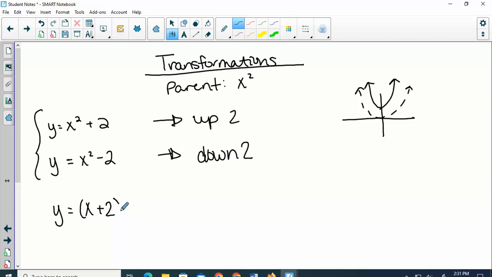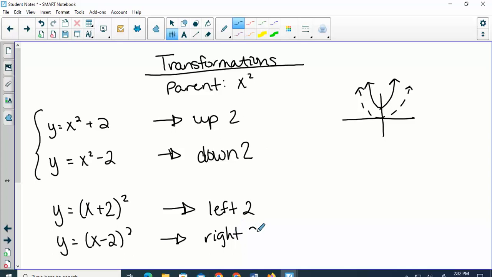Then we might see it on the inside. Inside changes x. So I told you if you add to x, it goes to the left. So this would move it left 2. So if I subtract on my x, it would move it right 2. All right. So that's how we move left, right, up, or down. Do you guys see the difference between when it moves up and down and when it moves left and right? If it's inside parentheses, that's the left and right. If it's just tacked on the end, that's the up and down.